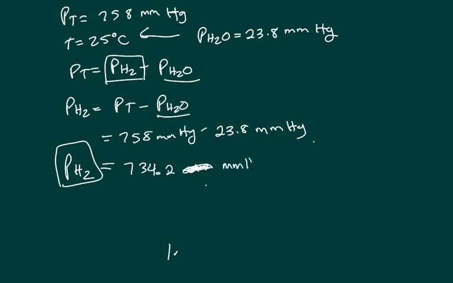And so the pressure of your dry hydrogen alone, without your water vapor, is going to be 758 minus 23.8. So it should be 734.2 millimeters of mercury. Okay?